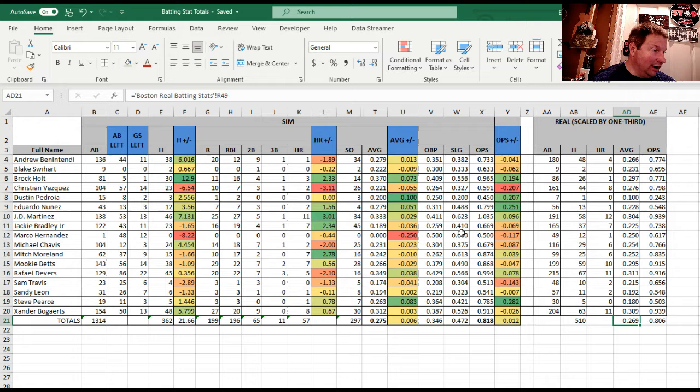Now, I don't have listed on the right here the real, and when I say real, scaled by a third slugging percentage, but the OPS is actually pretty darn close. 818 versus 806, so it's a .012 difference. I mean, I think we will take that. Yeah, they're a little bit high against the real numbers, could be a relatively strong sample size in terms of, you know, maybe we just got a hitting part of the schedule for them.